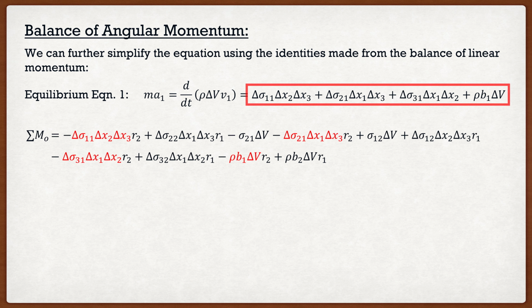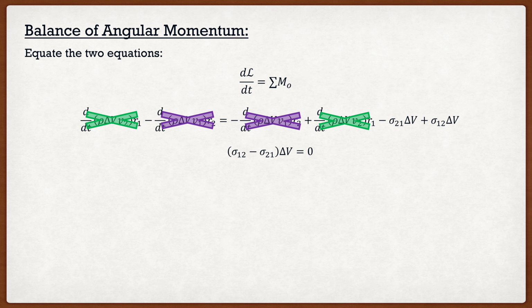Now, if we look at this, sigma 1,2 minus sigma 2,1 times the volume is equal to 0. There are two scenarios that can happen. It's either sigma 1,2 minus sigma 2,1 is equal to 0, or delta V, the volume, is equal to 0. Of course, because we want to keep things physically possible, we're dealing with non-zero volumes. Therefore, delta V equal to 0 is not a feasible option. Therefore, this statement only holds true if sigma 1,2 is equal to sigma 2,1.